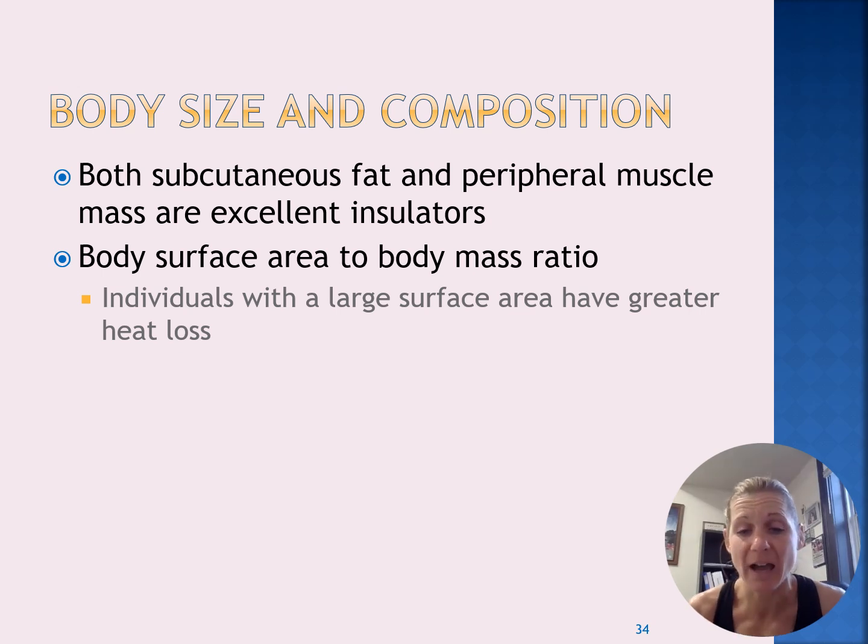So individuals that have this large surface area are generally going to be tall, lanky people. They have a lot of skin that's exposed, but not a lot of muscle or fat to keep themselves warm. So the best people in this environment are going to be those shorter, stockier people. They're going to have a lower body surface area to body mass ratio.